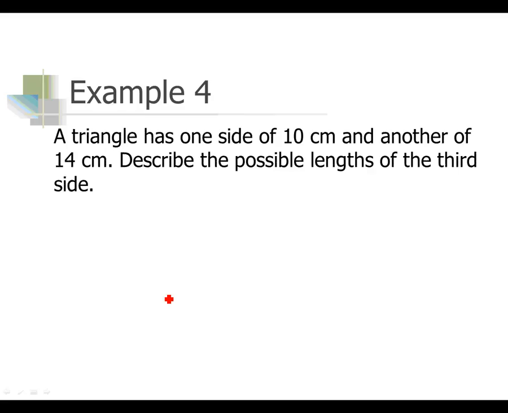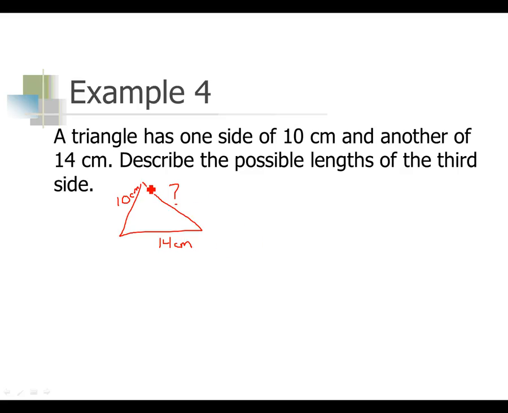Example 4. A triangle has one side of 10 centimeters and another of 14 centimeters. Describe the possible lengths of the third side. So I have some triangle. I don't really know exactly what it looks like, but I do know that I want this to be 14, and I want this to be 10. And I'm coming up with what on earth could I use for that third side. And that can vary quite a bit, because we don't know how long that is.